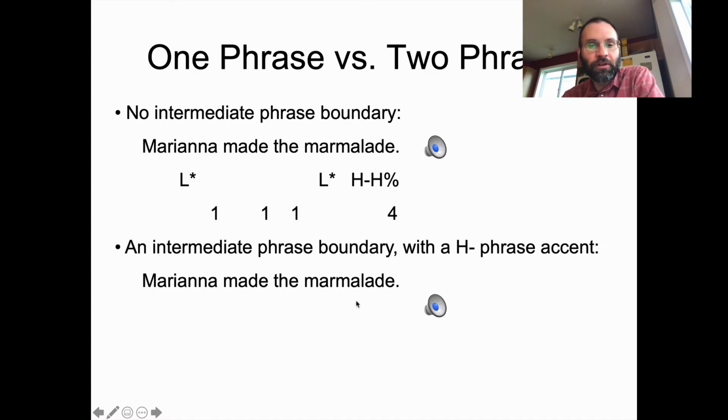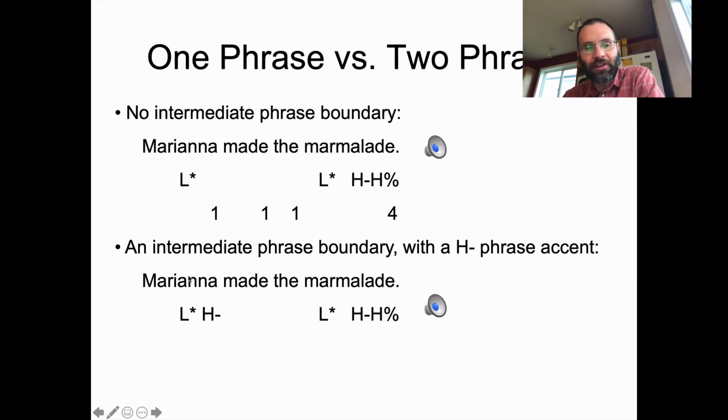Here's an example where you do have an intermediate phrase boundary with an H dash phrase accent in the middle of this one. Let's see if you can hear it. Mariana made the marmalade. And again, that one goes through pretty quickly, so maybe you're not hearing the breaks so much as you're hearing the change in the F0 contour. So Mariana winds up standing out a little bit more here because you have an H dash at the end of it.